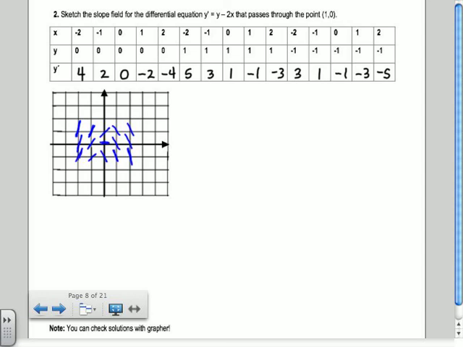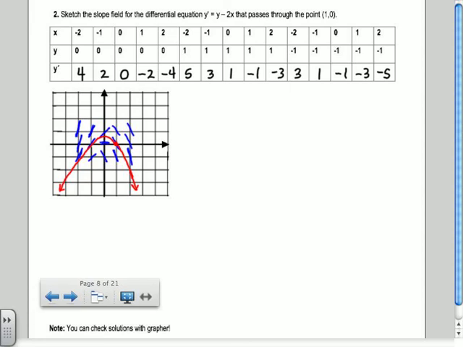Okay, we're going through the point (1, 0), so go over 1, 0. So it's some kind of, it looks kind of like a parabola. I think it's a little, not quite a parabola, because it's not perfectly symmetric, right?